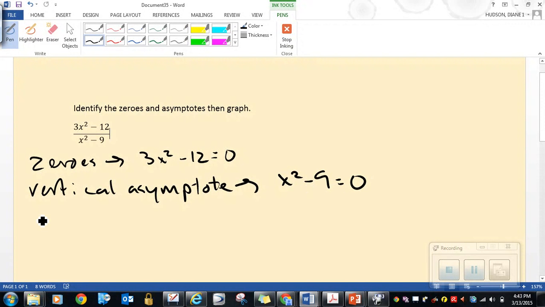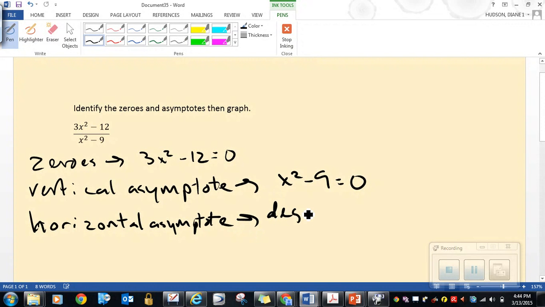And then we're also going to look for the horizontal asymptote. And the horizontal asymptote depends on the degrees of the numerator and the denominator. Alrighty? So your degrees on top and your degrees on the bottom.